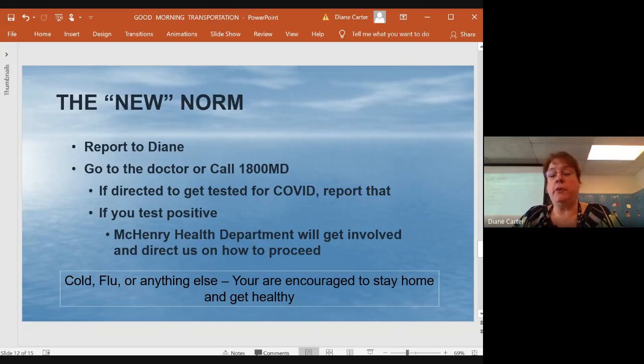Heather just posted the phone number. You still need to go online and get an account with them and get it set up. So your best bet is to go to our webpage and click on the box that says 1-800-MD and go through the process of setting up your file with them.